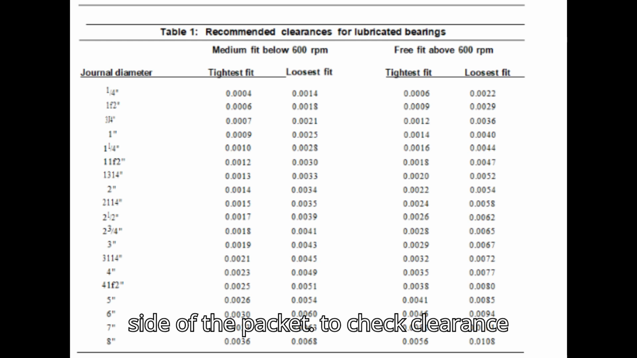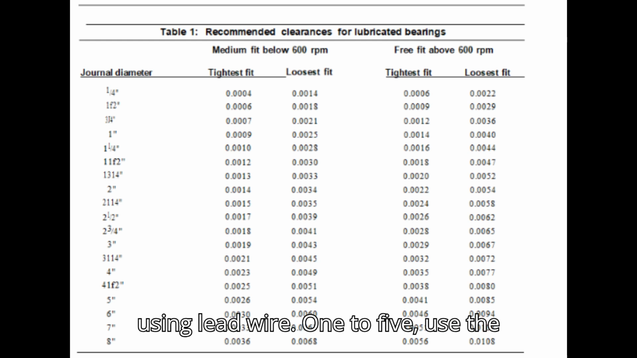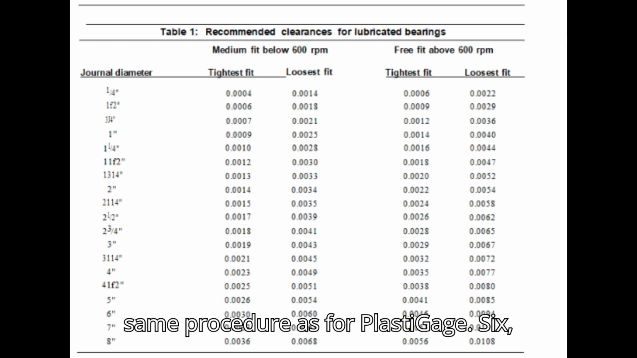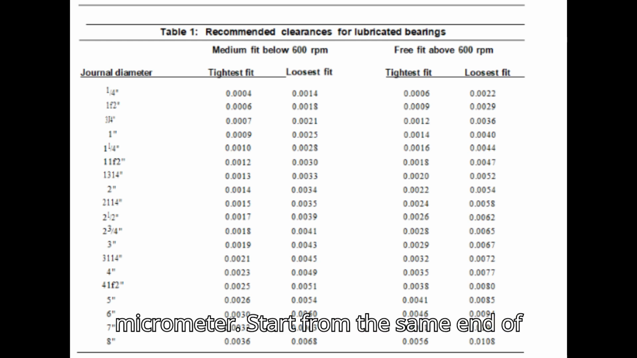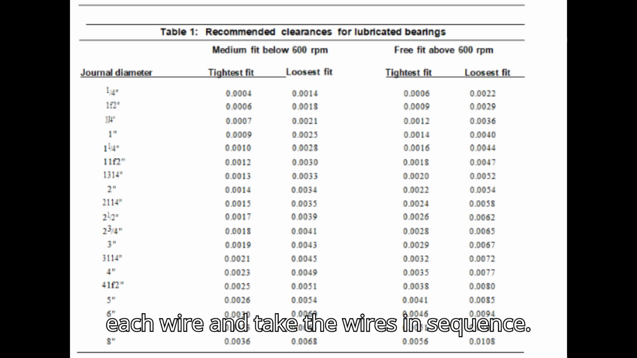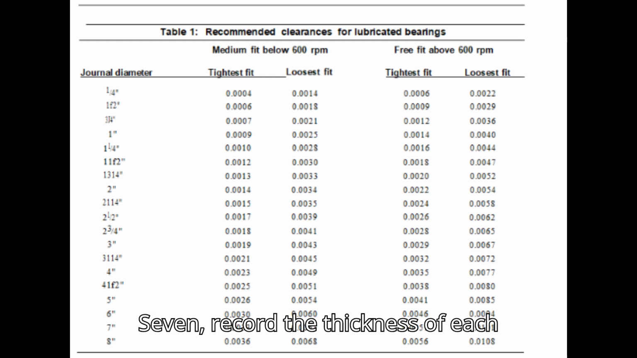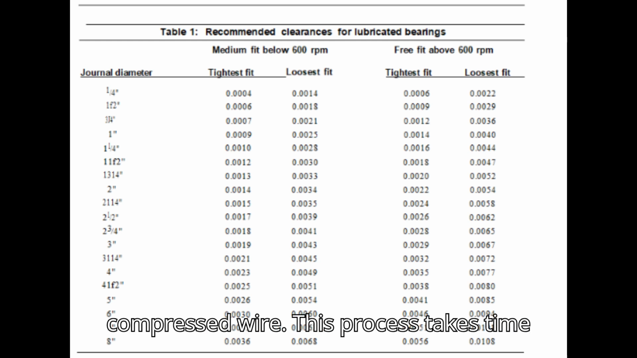To check clearance using lead wire: 1 to 5. Use the same procedure as for plastigage. 6. Measure the thickness of a wire with a micrometer. Start from the same end of each wire and take the wires in sequence. 7. Record the thickness of each compressed wire.